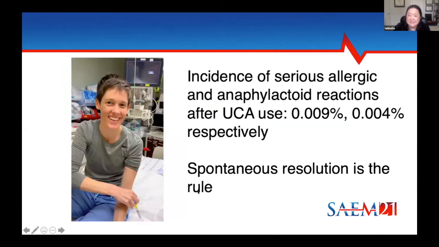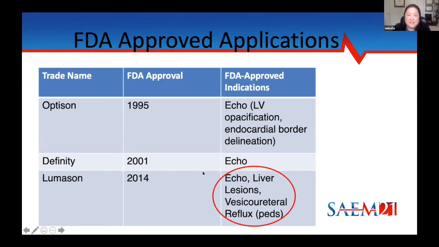So the incidence of serious allergic and anaphylactic reaction after ultrasound contrast agent use is 0.009%, 0.004%. So very rare, and spontaneous resolution is the rule. These are the FDA approved applications for Optison, Definity, and Lumason. For Optison and Definity, primarily the FDA has approved echo. For Lumason, you see approvals for echo, liver lesions, and vesicoureteral reflux in pediatric populations. And those are the components of the FAST exam of sorts.